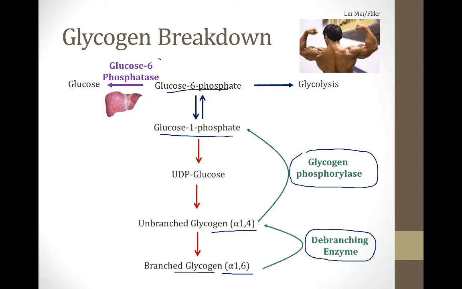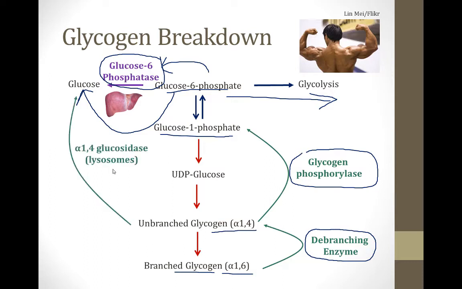In the muscle cells, there is no glucose 6-phosphatase, so the glucose 6-phosphate can only be used for glycolysis inside of the cell which initially stored the glycogen. In the liver, because of the presence of the enzyme glucose 6-phosphatase, glucose 6-phosphate can be converted to glucose and released into the bloodstream so it can maintain blood sugar levels during times of fasting. Now, there is also an enzyme found inside of lysosomes called alpha-1,4-glucosidase.